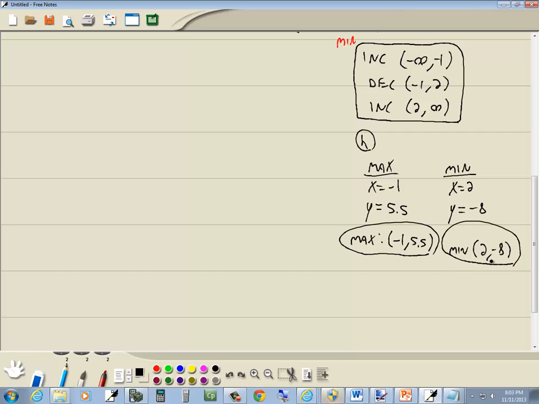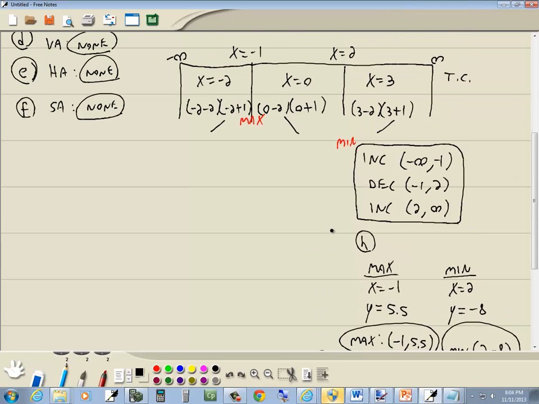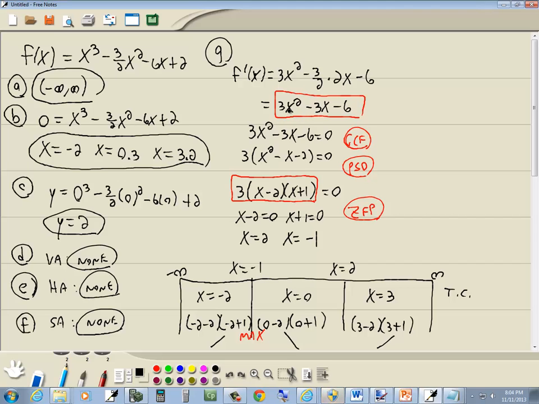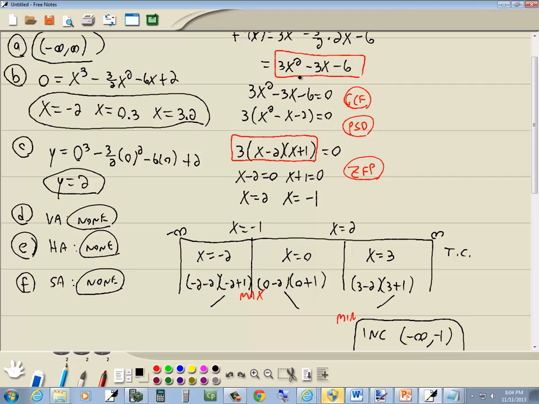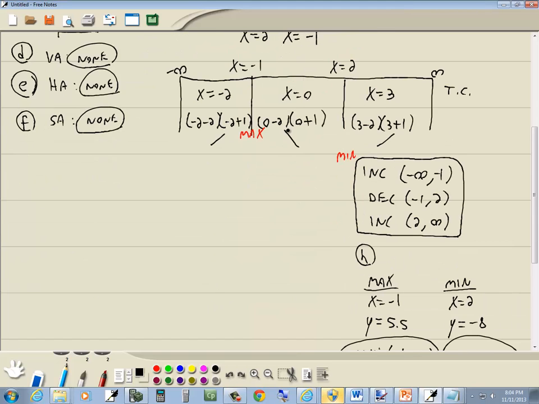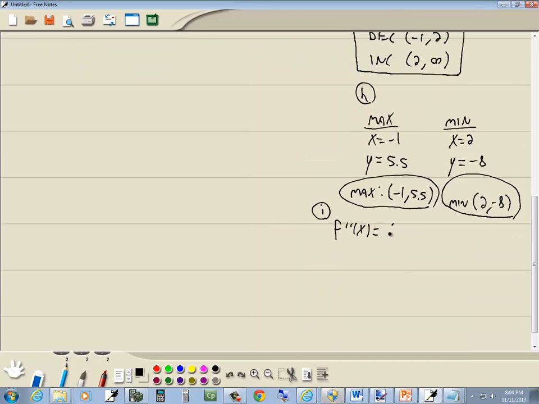Okay, now we need to find our second derivative. This is to find concavity. Our first derivative is 3x squared minus 3x minus 6. So the derivative of that would give us 6x minus 3. Well, we want to set that equal to 0 and solve it. So we got 6x minus 3 is equal to 0. Take the negative 3 to the right side, becomes a positive 3. Divide both sides by 6. And we get x is equal to 3/6, or x is equal to 1/2.